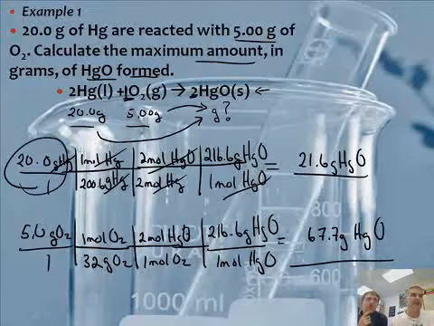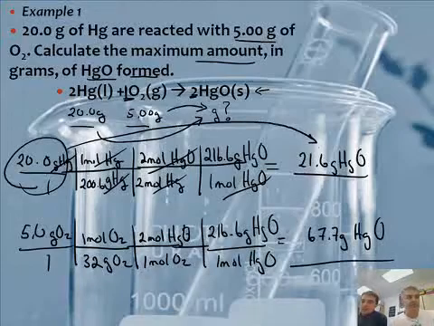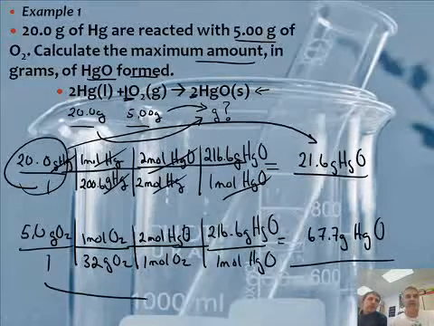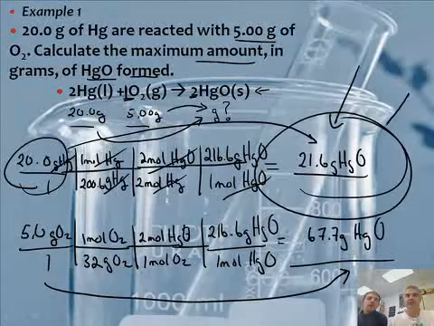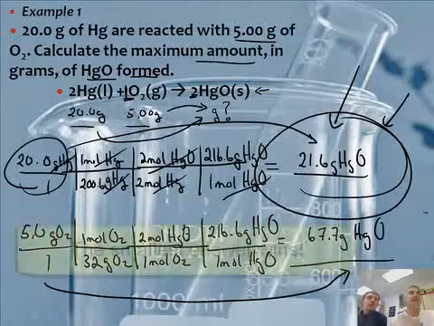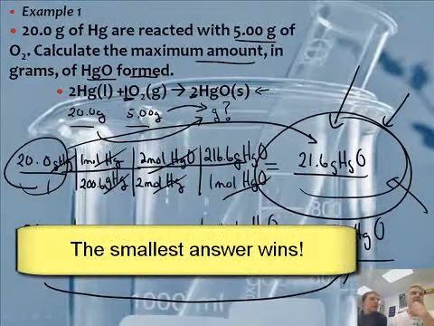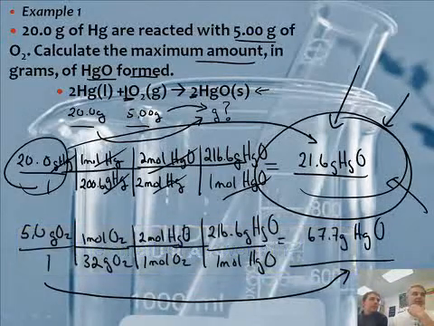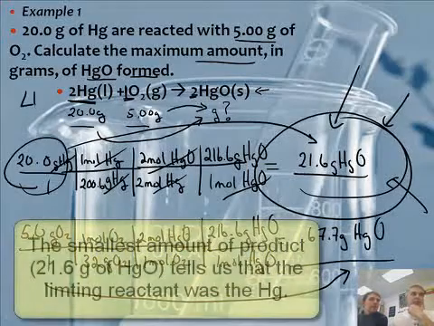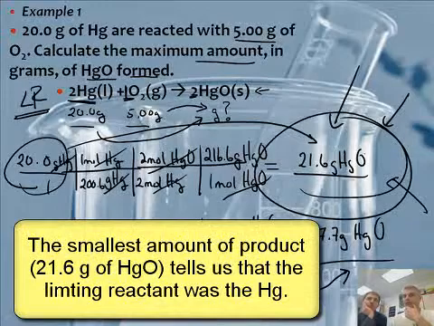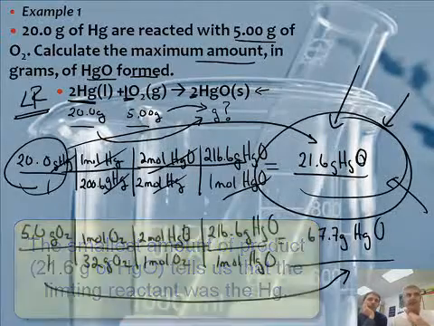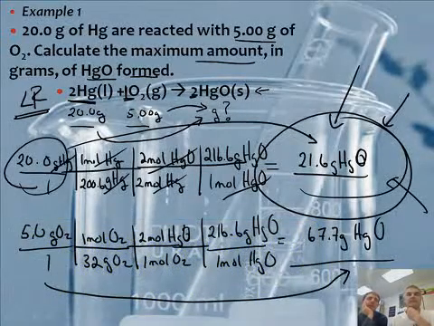So now let's look at these numbers. If I start with 20 grams of Hg, I can produce 21 grams of HgO. If I start with 5 grams of O2, I can produce 67. How much can I produce? The smallest one. Only the smallest one. That makes the 20 grams of Hg our limiting reactant. Very important to understand that. Hg is the limiting reactant, the one that you're going to run out of. It's not the HgO that's limiting, that's the product.